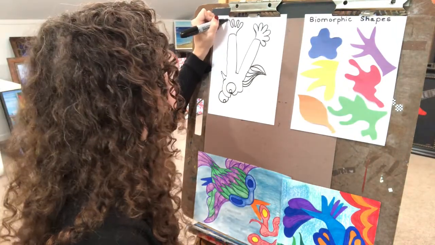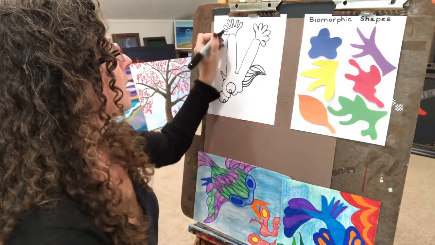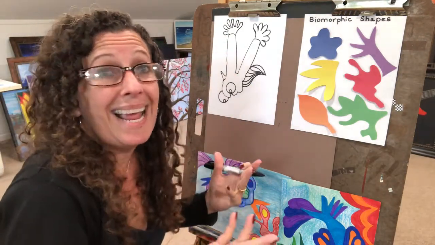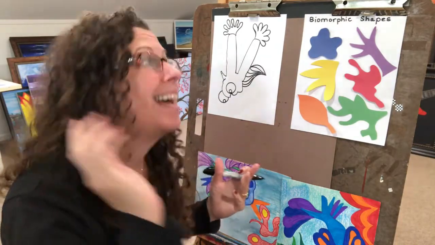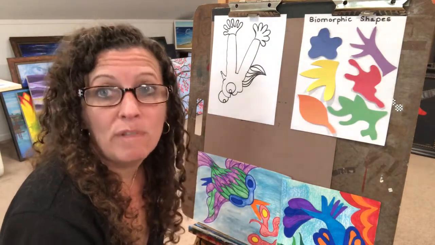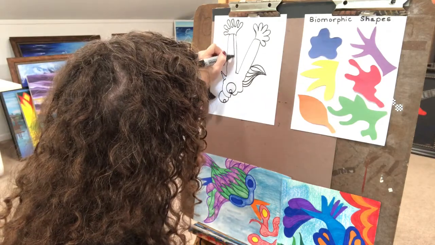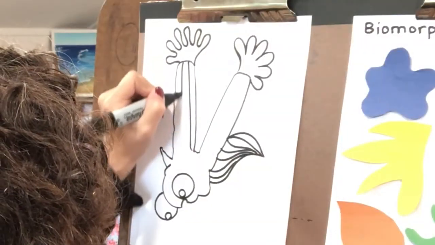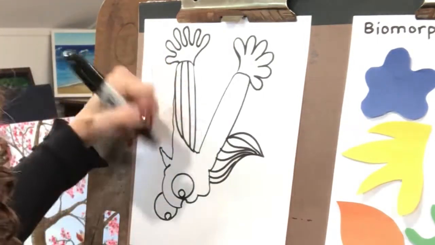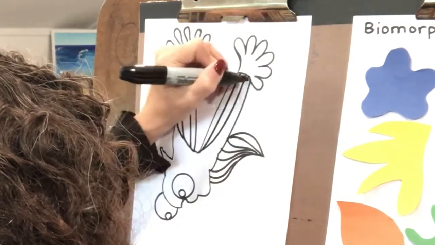Now, I'm just making a curved line, and then I'm coming back and connecting. And I'm enclosing and closing that space to create a what, boys and girls? That's right, a biomorphic shape. You say, biomorphic shape. Great. So I am loving what's happening here, and I'm going to add some more lines that I'm enclosing to create shapes.